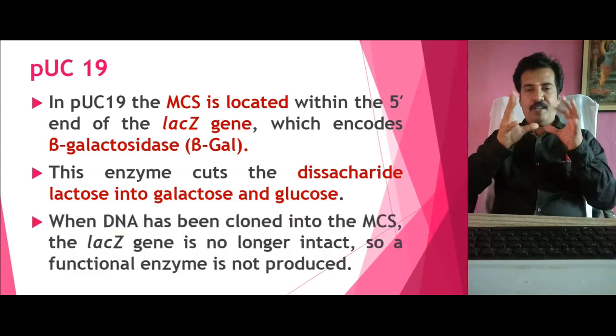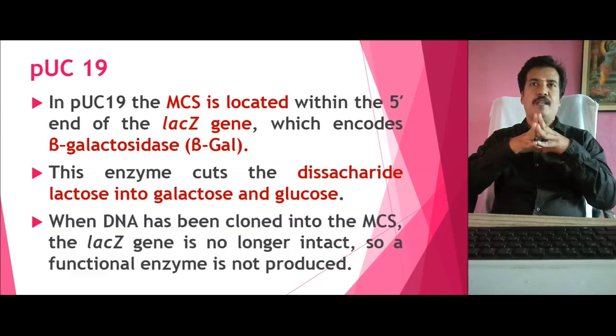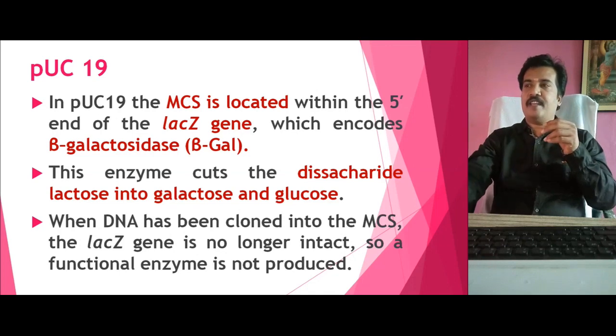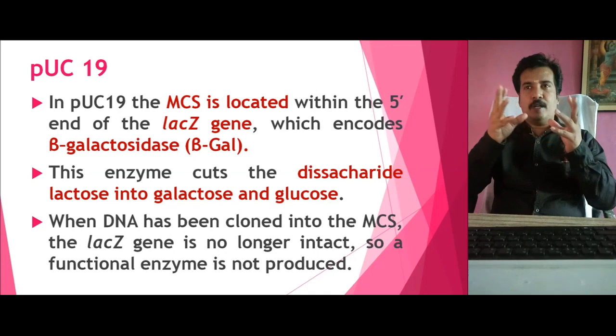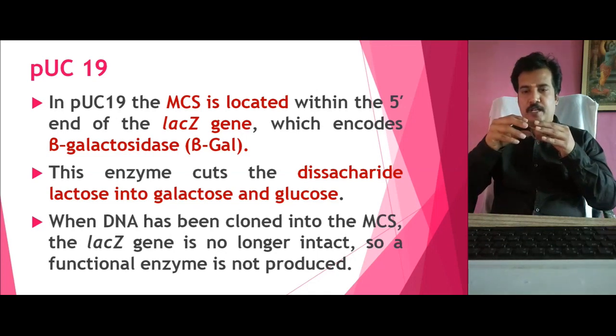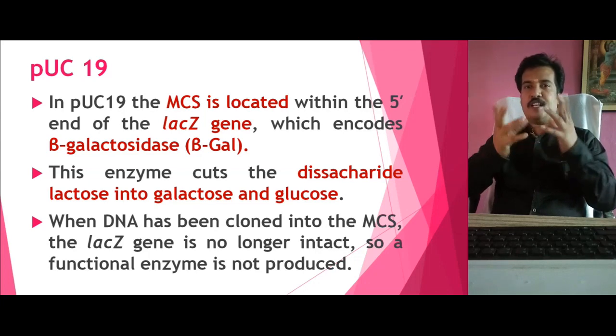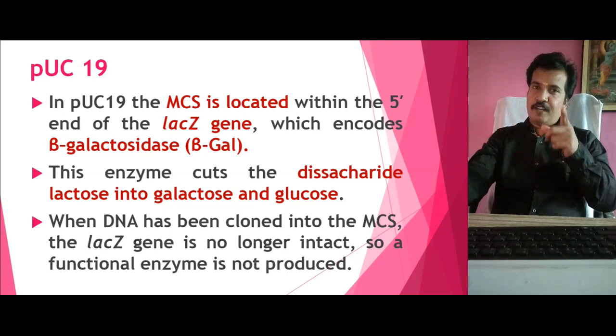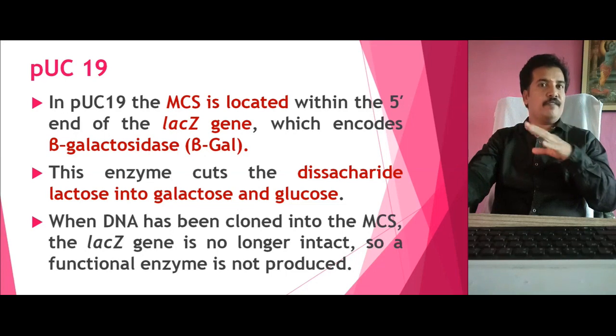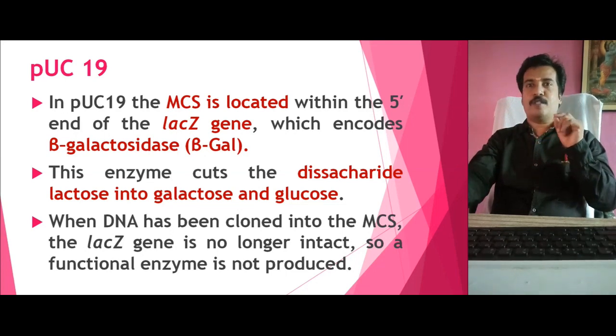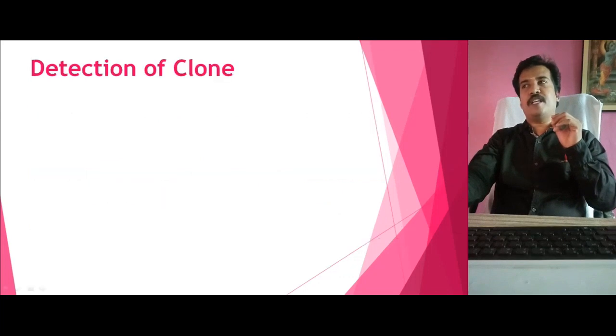So this enzyme will help in identification, especially in cloning. Consider if I clone a particular foreign DNA into its LacZ gene, the LacZ gene will no longer be intact. So it no longer has the ability to produce the enzyme beta-galactosidase, and no longer has the ability to catalyze the disaccharide lactose into galactose and glucose. So the functional enzyme isn't produced. If a foreign DNA is inserted, the LacZ gene will no longer be intact and no functional enzyme is produced. So this helps in the detection of the clone.